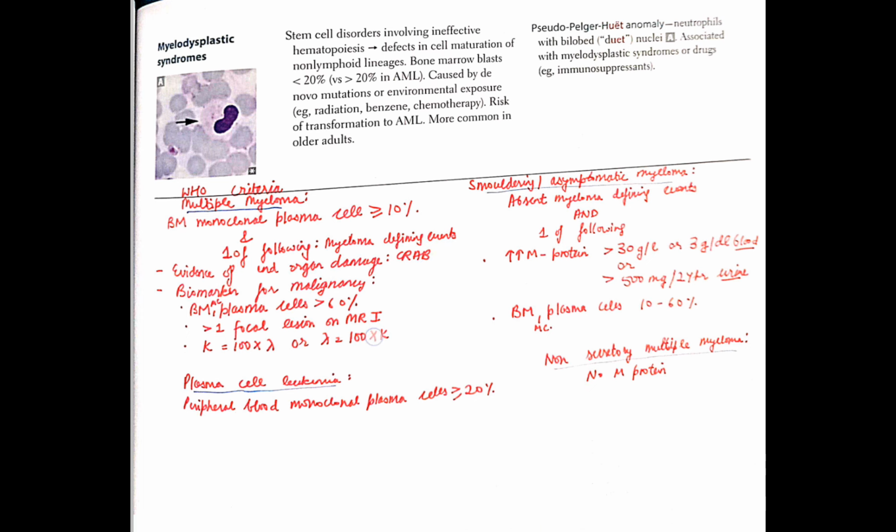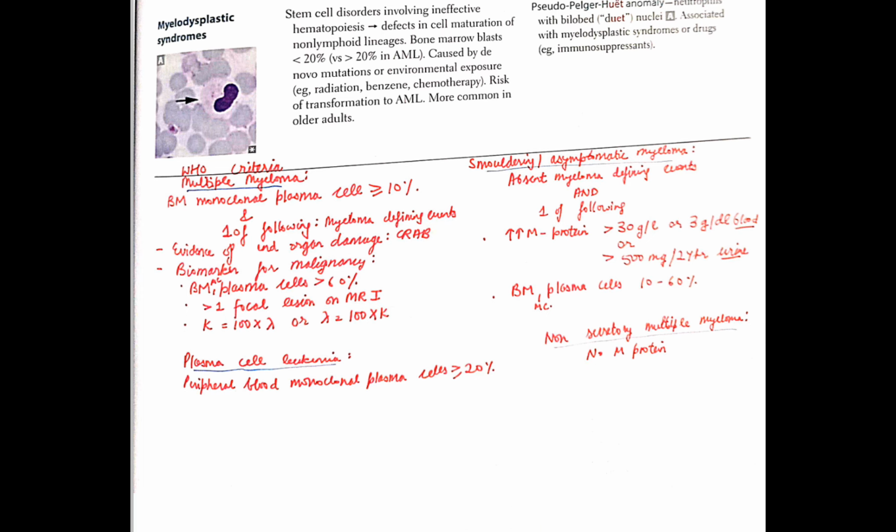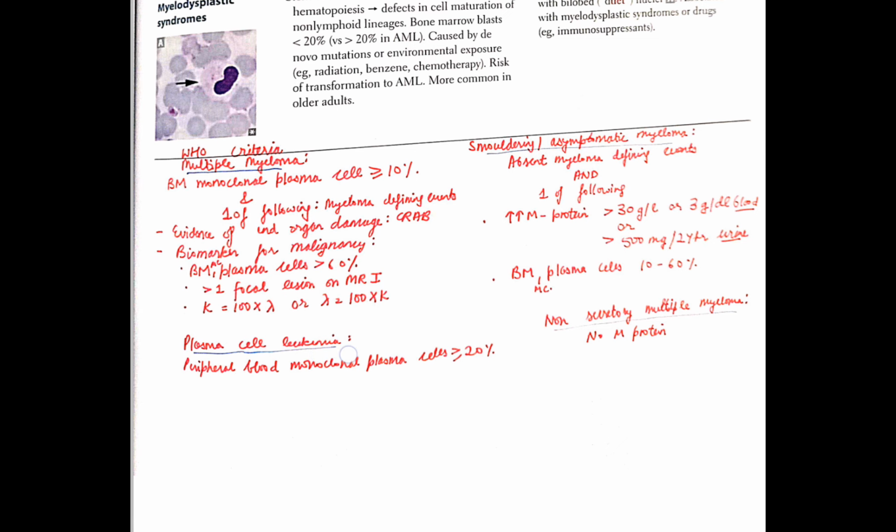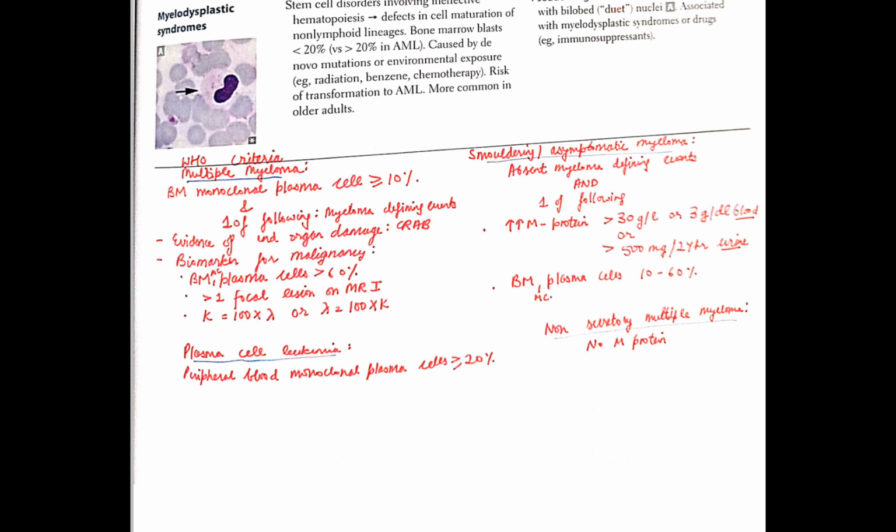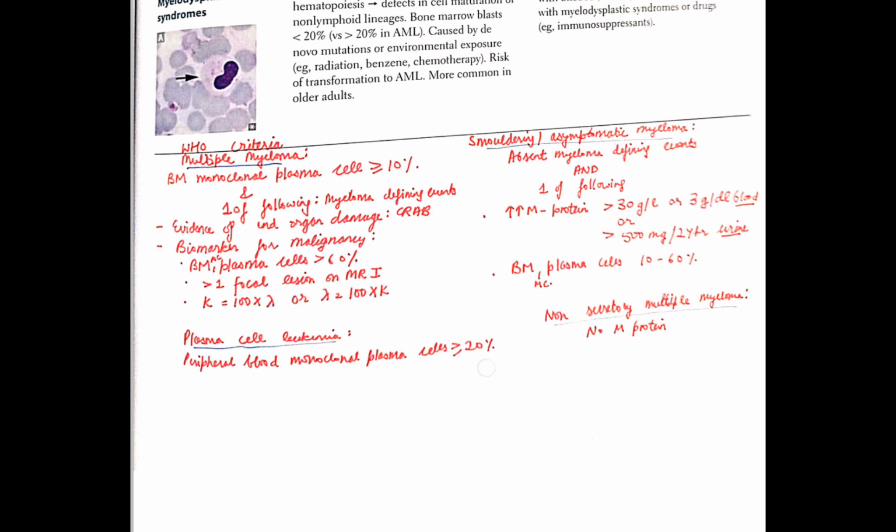Either of the two should be present. Then, what is plasma cell leukemia? Leukemia means it has gone into the peripheral blood. So, here we will not be counting the bone marrow monoclonal cells. Here we will be considering the peripheral blood plasma cells. Peripheral blood monoclonal plasma cells more than 20%. Not 10, more than 10% in the marrow; here, for the blood we need 20% cells.